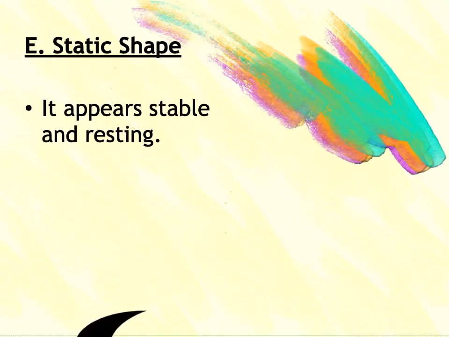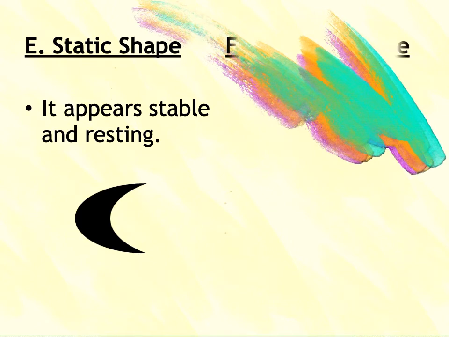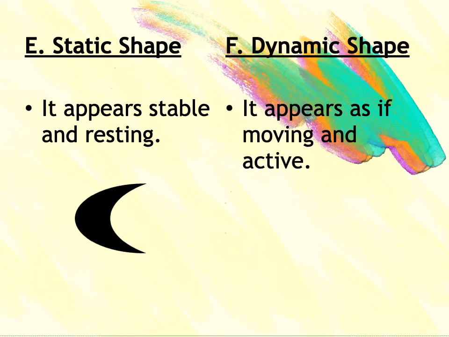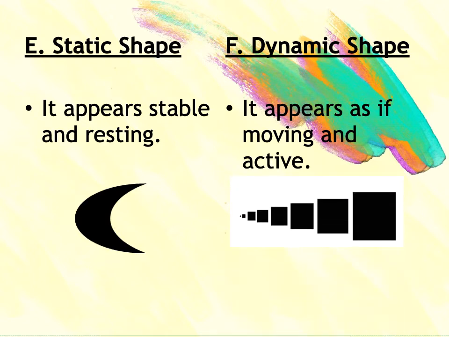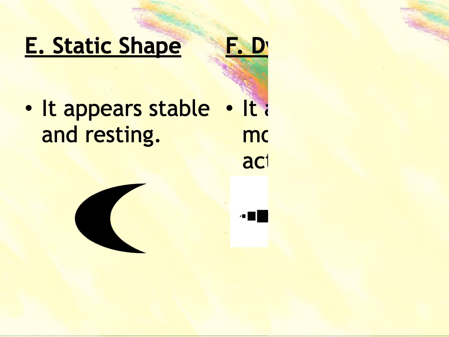We have static shapes. It appears stable and resting, like this moon. Then we have dynamic shapes. It appears as if it's moving and active. These are seen in a lot of optical illusion art or animations.